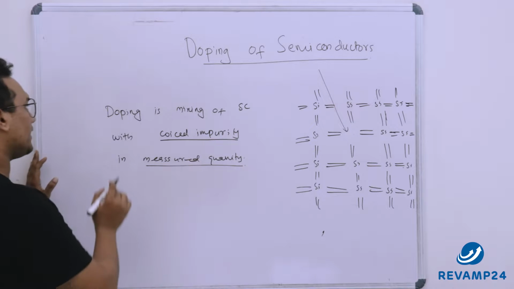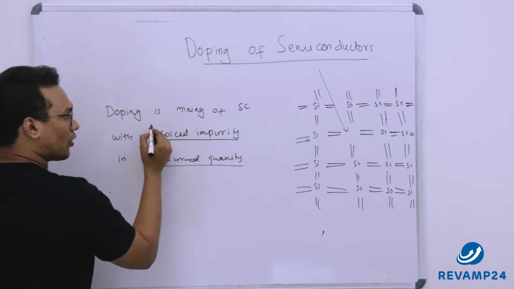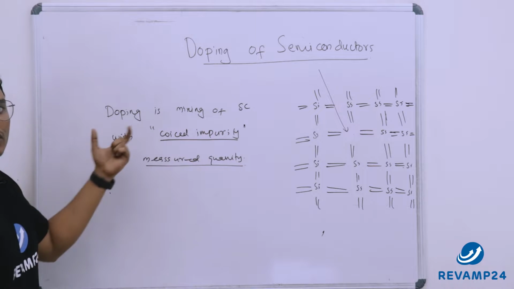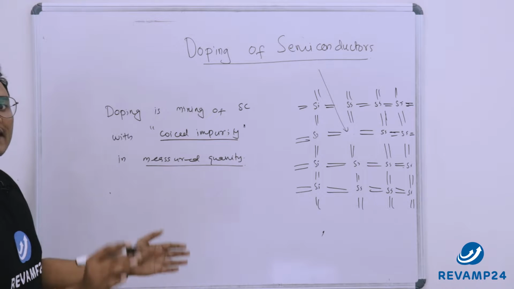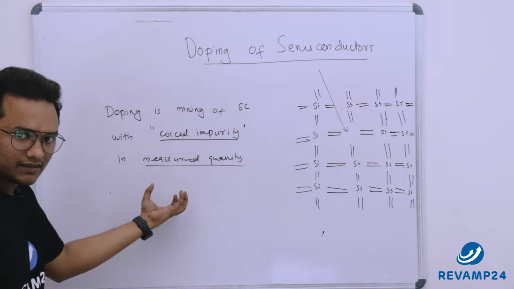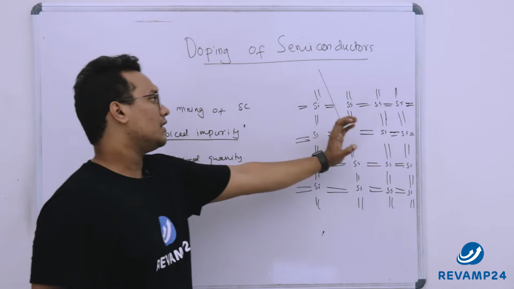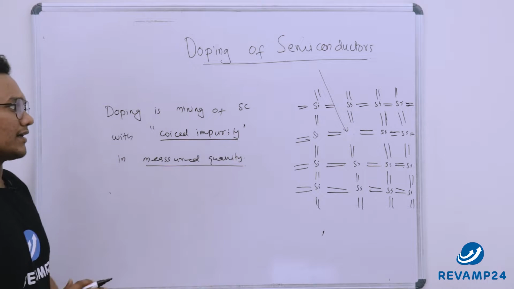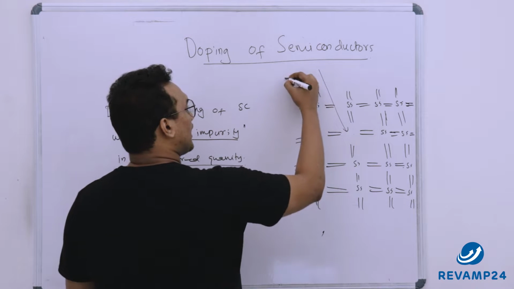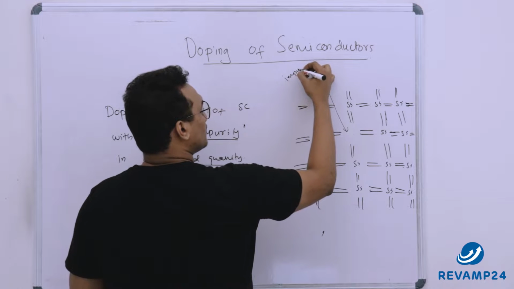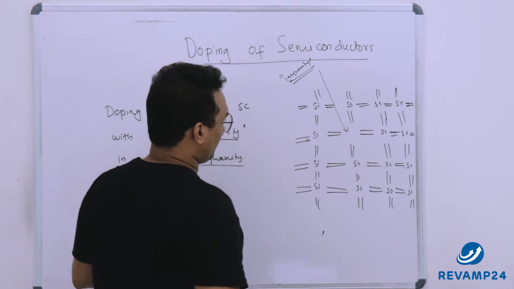So, I will first explain: doping is mixing a semiconductor with a choice impurity. This one is very important. The impurity has special properties and is added in a measured quantity. It's not a random mixture. Certain elements are taken, those elements have certain properties, and these are mixed with a pure semiconductor to get an extrinsic semiconductor. So, the process of adding an impurity is called doping. What is an impurity? Any element other than silicon.